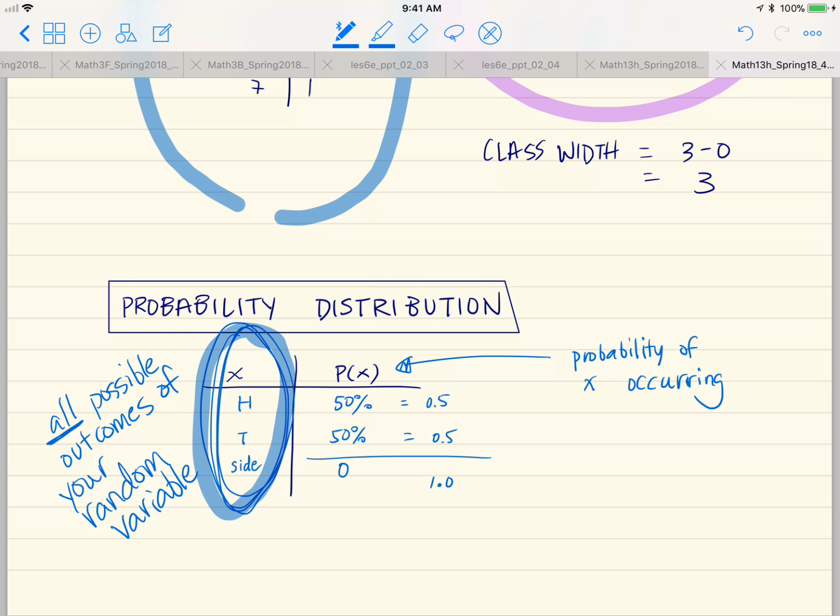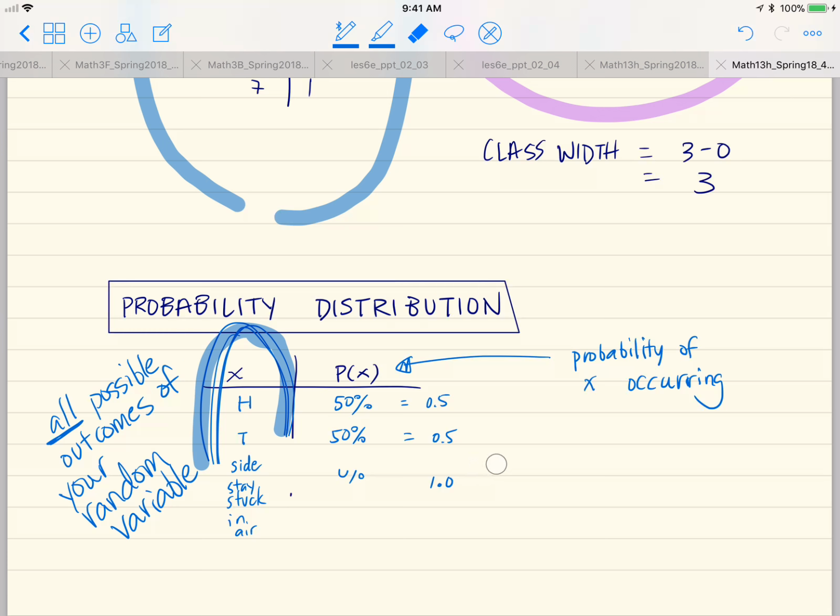But that has a 0%. Because if you flip a coin, what's the likelihood that it's going to be on its side? Zero. I could say, oh, another possible outcome is that the coin is going to stay stuck in the air. That is a possible outcome, is it not?